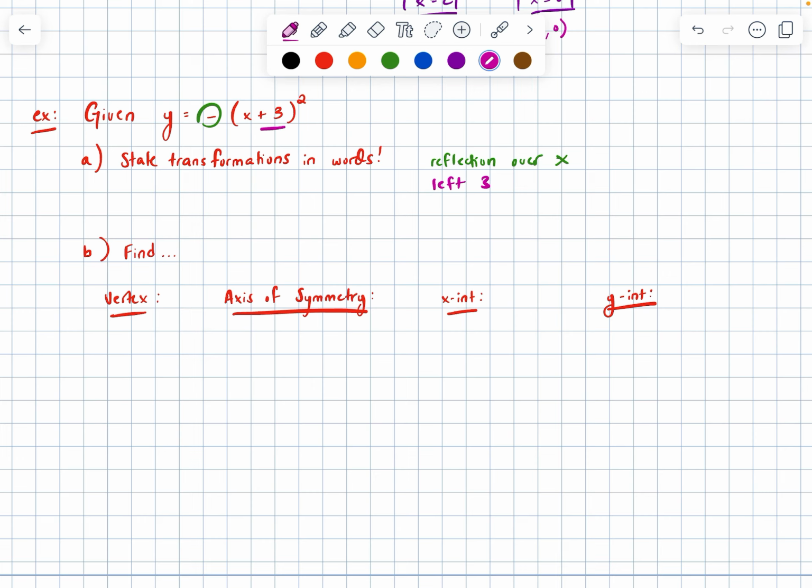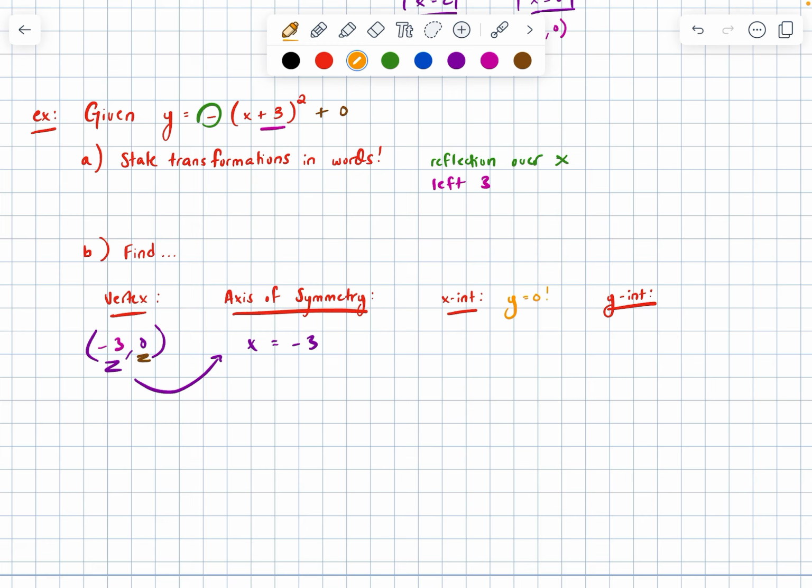From here, originally my vertex was at (0, 0). If I take (0, 0) and move it 3 units to the left, that would land me at the point (-3, 0). If I want to make it really explicit, I could say there's an invisible plus 0 at the back there that corresponds to the y value of my vertex. The axis of symmetry, well, I know it's a vertical line, which is always x equals for its equation. It passes through the vertex, so the x value of the vertex gives me the x value of my axis of symmetry. My axis of symmetry appears at x equals -3.